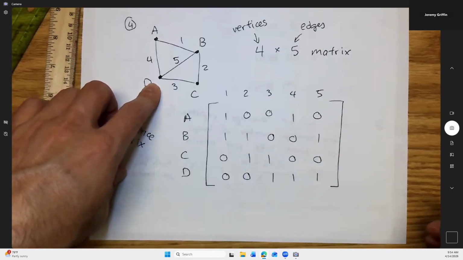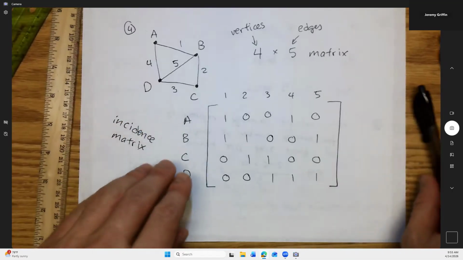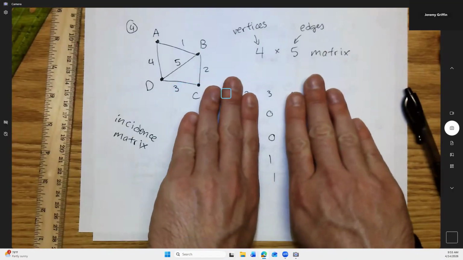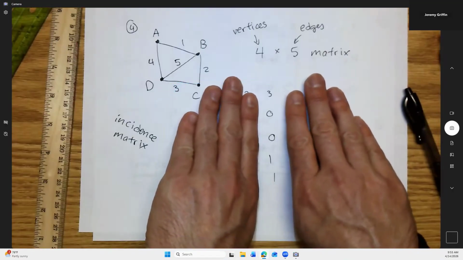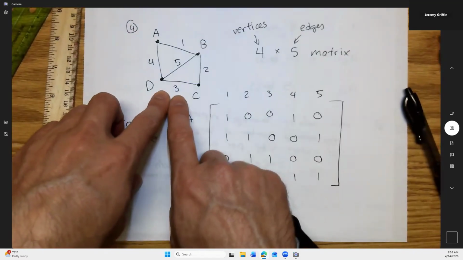Okay. Or you could have gone by columns, look at the edges. Okay. Let's just check out a couple of these, make sure they work. According to this matrix that you guys just made, that tells you something about edge 3. It says it connects to point C and D. Is that true? Yeah, 3 does connect to C and D.